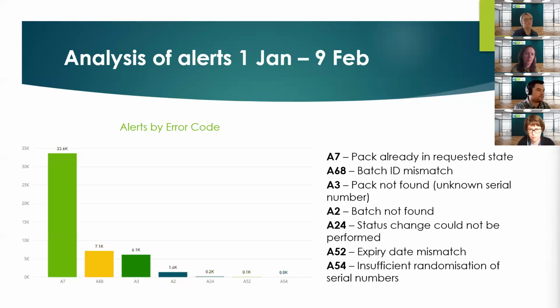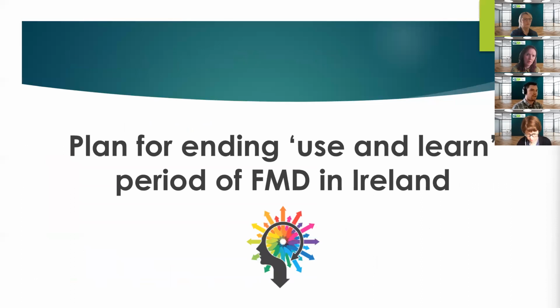And then after that, we have a few very small categories, which are the A24s, the A52s, and the A54s. These are all much more uncommon, and those are ones that we deal with as they come in, really. So if we go on to the next one, I think I'm handing back over to Ida for these, and I'd like to thank you all for that.